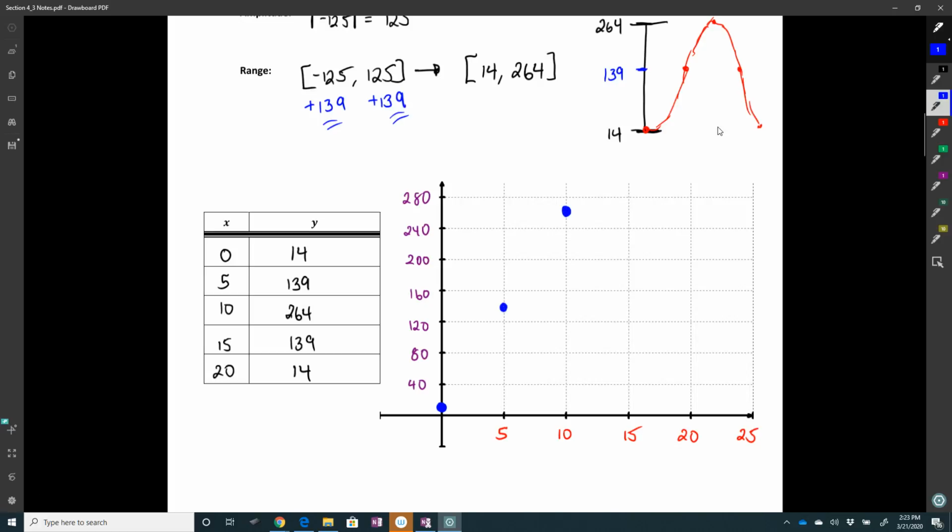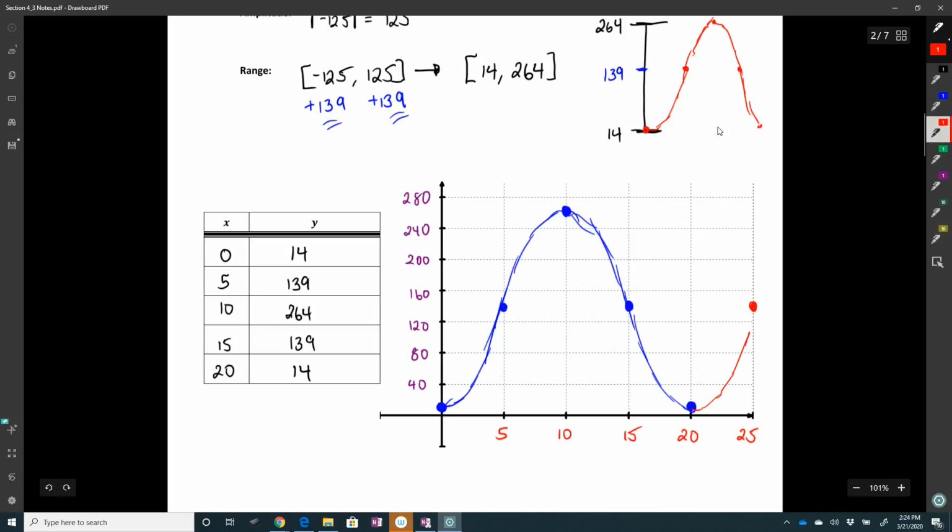15, 139 again. And 20 back down to 14. So connecting the dots, we can see that my cosine function looks like that. And if you wanted to continue the trend, this would be back up here. So it would go back up that way.